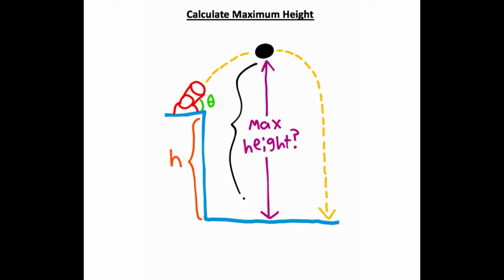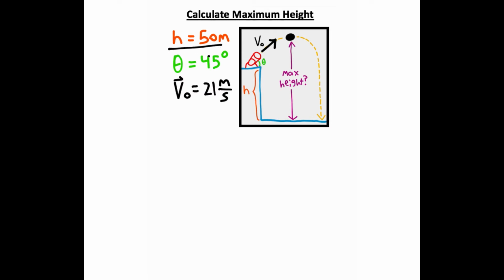So we want to calculate the maximum height that a cannonball is going to reach if the cannon is initially on top of some sort of hill or cliff. So we can't use any shortcut equations since we have an initial height that the cannon's on. Now, we'll typically be given what our height is, we'll be given an angle, and we'll also be given an initial velocity, and we'll be asked to calculate this maximum height right here.